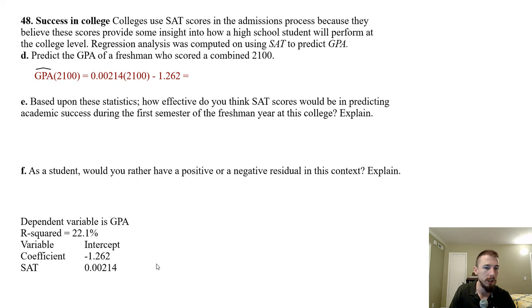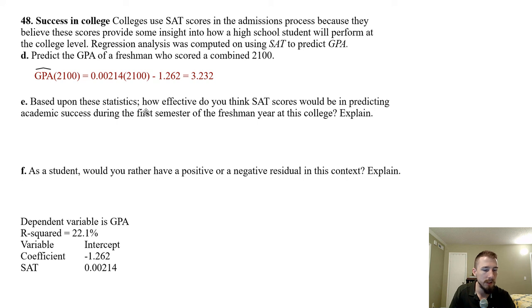Moving on. Predict the GPA of a freshman who scored a combined 2,100. I'm not really familiar with how they score the SAT because we do the ACT in Oklahoma, but you get the idea. Just plug it in here, multiply it by the slope, add the y-intercept, and it'll get your value. So an estimated GPA of 3.232.